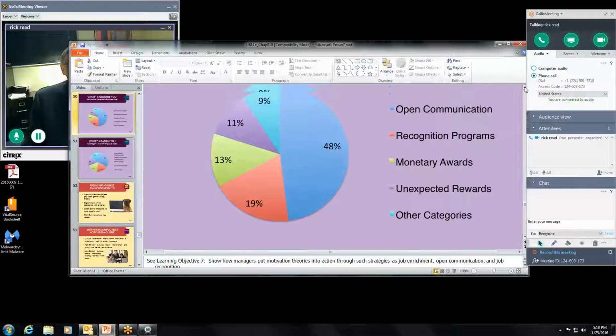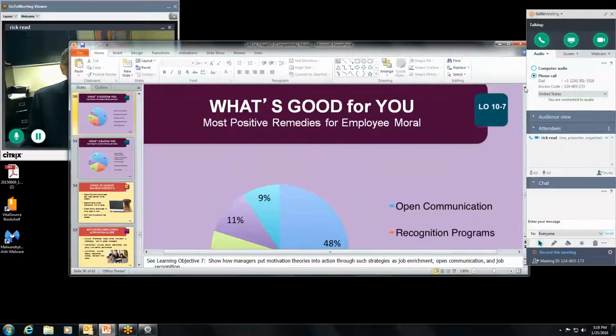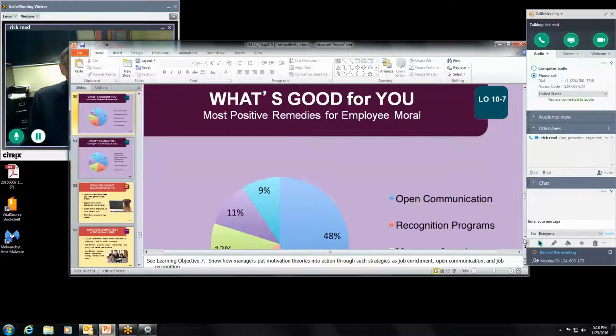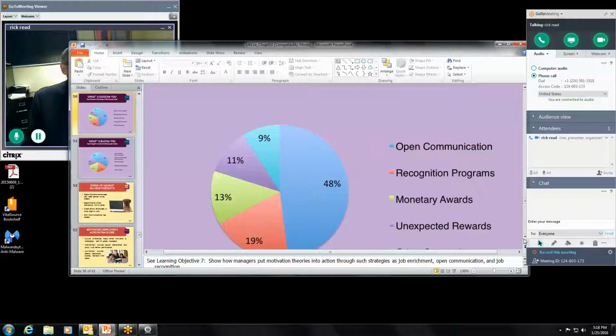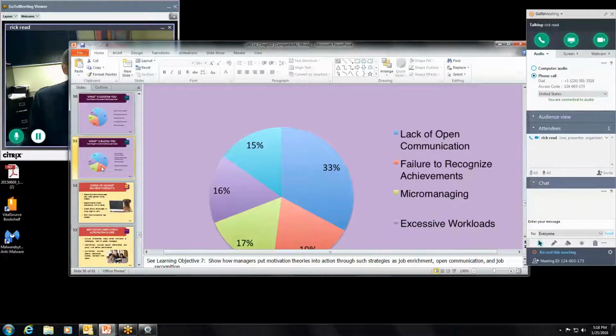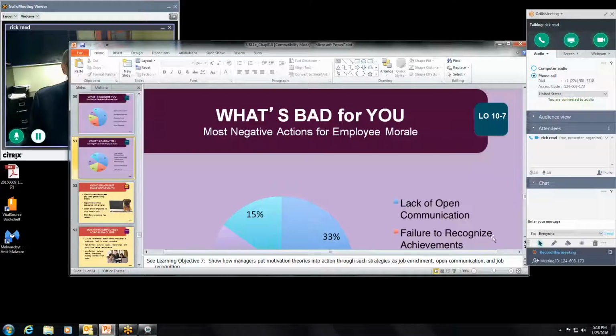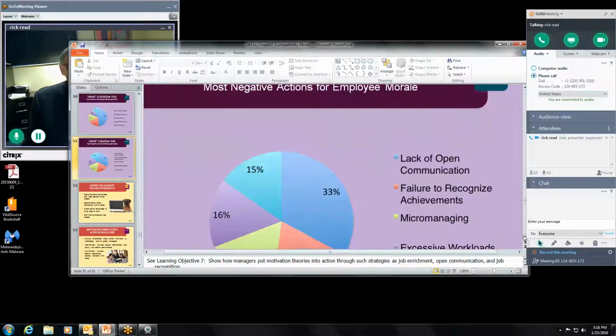Positive remedies for employee morale. Look at the first one, open communication, 48%. Those other ones. Notice here what's bad for you: lack of open communication, 33%. Excessive workloads, micromanagement, etc.